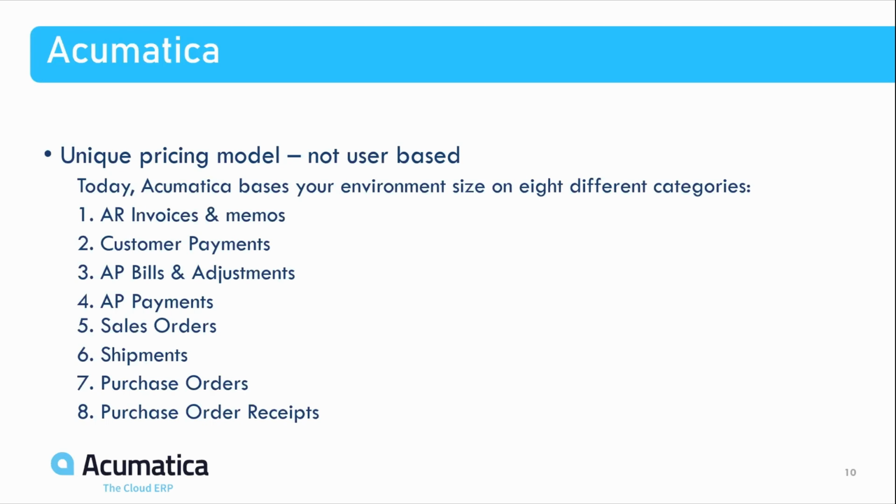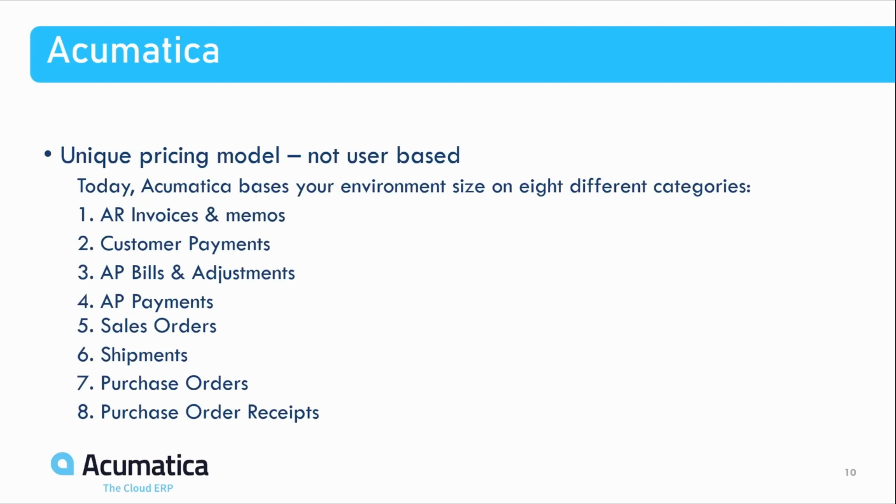So say AR invoices was 300 a month, AP bills was 500 a month, sales orders was 100 a month, and that's all we have that's pertinent to that client. Well, it's going to be the AP bills, the 500 a month. That is the number we're going to use to size the level that you'll be purchasing for Acumatica.